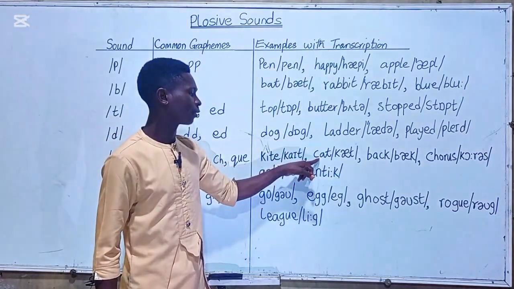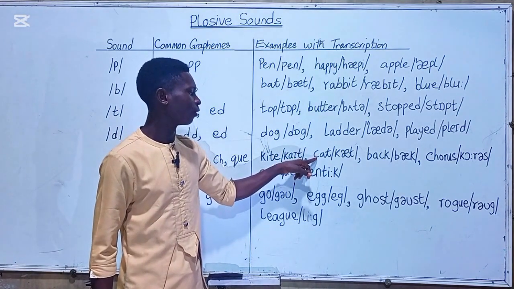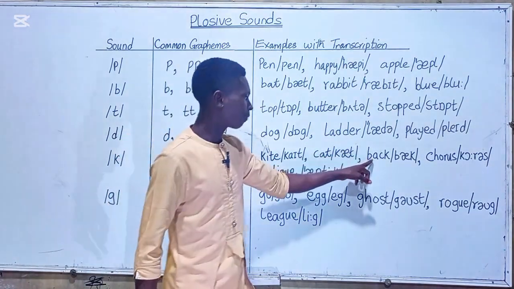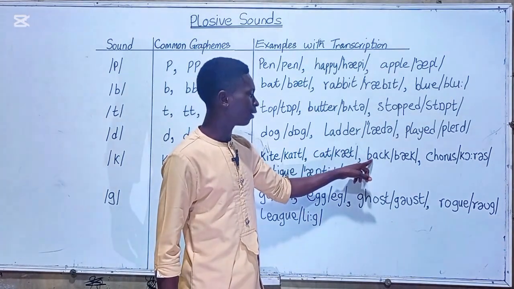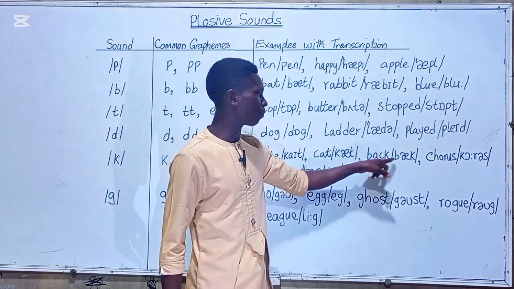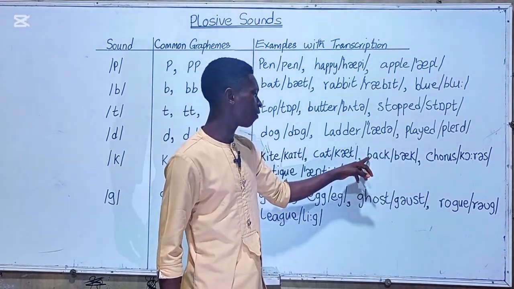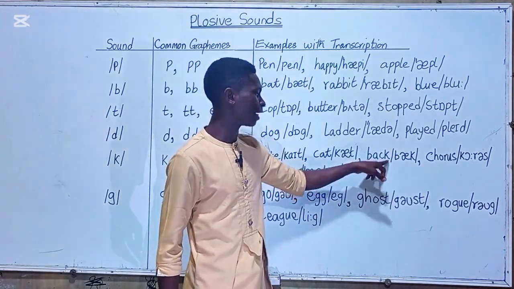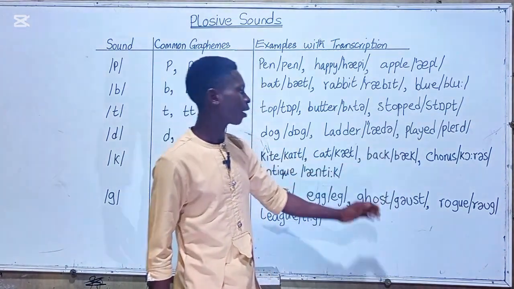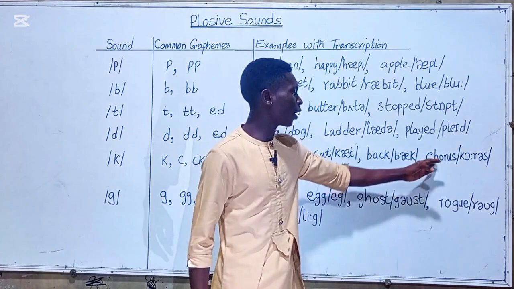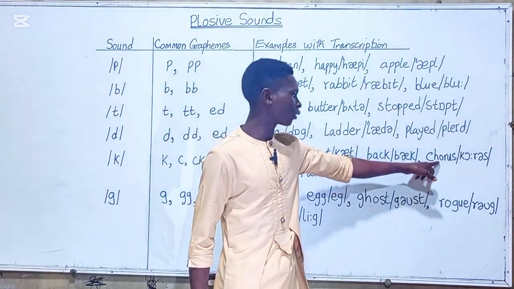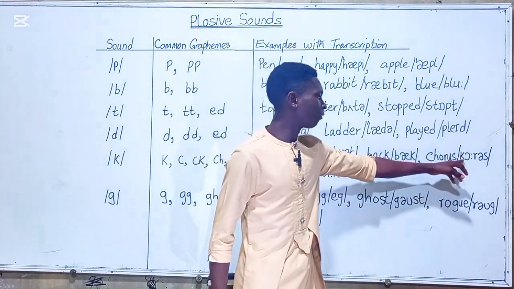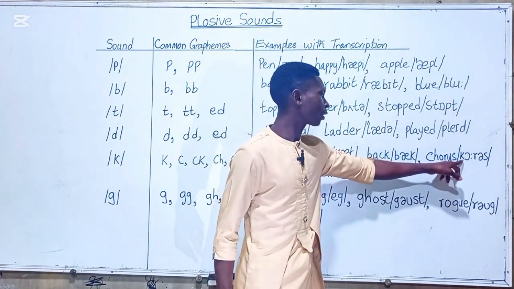Then in cart, letter C represents the sound K. And in back, letter CK represents the K sound. That's why we have B for B, A for A, and then CK for K. We have back. Then in chorus, CH represents the K sound. That's why we have K here, chorus.